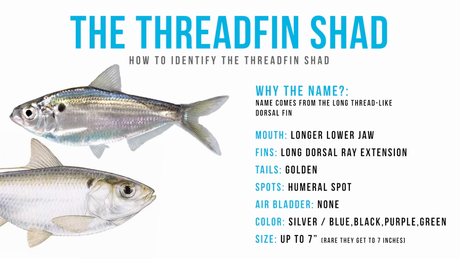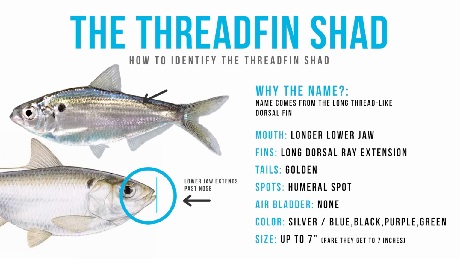Okay, so the threadfin: why is it called the threadfin? Because of that long dorsal ray extension, which is the same as the gizzard, but as you can see, it's falling down in this one. It does have that long thread-like fin off the back of its dorsal fin, which is why it's called threadfin. With these, their lower jaw does extend past the upper nose or upper jaw, so they are going to feed higher up in the water column.